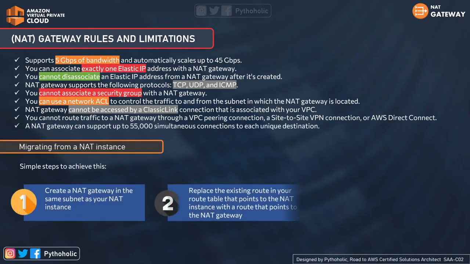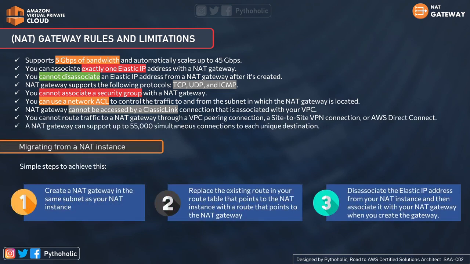So the magic number here, NAT gateways actually support 5 Gbps of bandwidth and automatically scales up to 45 Gbps. And you can associate exactly one elastic IP address with the NAT gateway. So remember this very carefully. And you cannot disassociate an elastic IP address from a NAT gateway after it is created, because if you wish to do that, you must first create a new NAT gateway with the required address and update your route tables and then delete the existing NAT gateway.